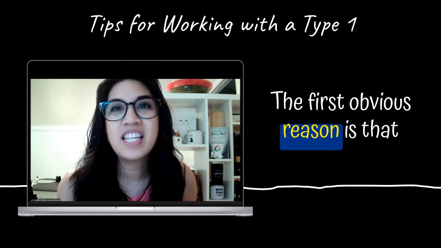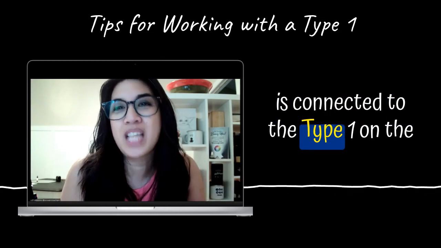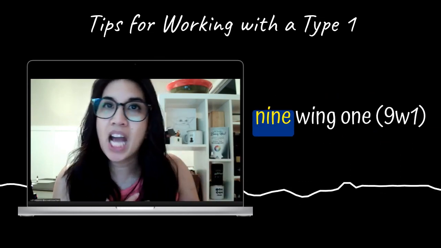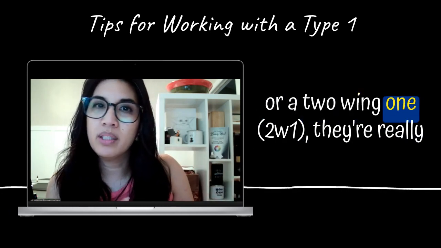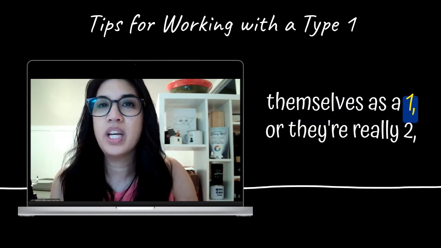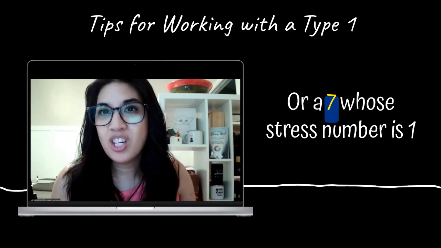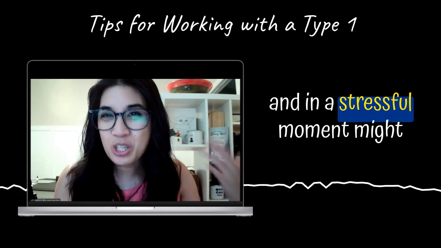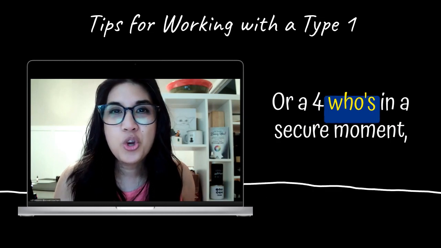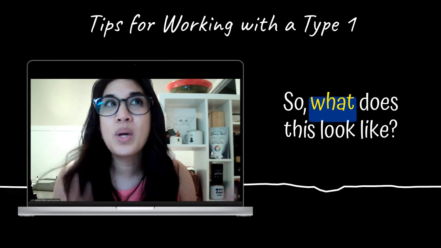The first obvious reason is that it could be that their true type is connected to the type 1 on the Enneagram symbol. So, for example, wings, like a 9 wing 1 or a 2 wing 1. They're really a 9, but they might behave or present themselves as a 1, or they're really a 2, but they present themselves as a 1. Or a 7 whose stress number is 1 and in a stressful moment might present as a type 1. Or a 4 who's in a secure moment or is integrating to their type 1. So what does this look like?